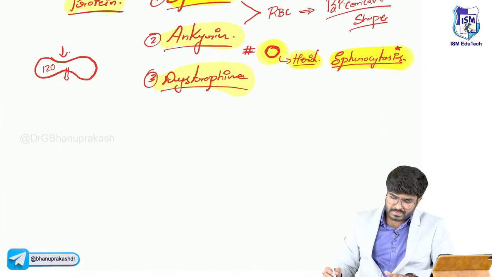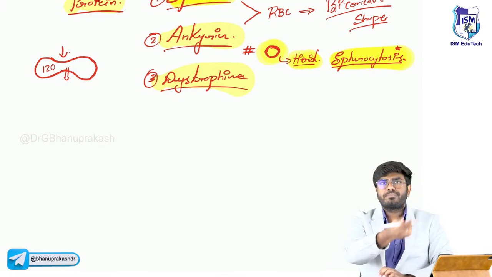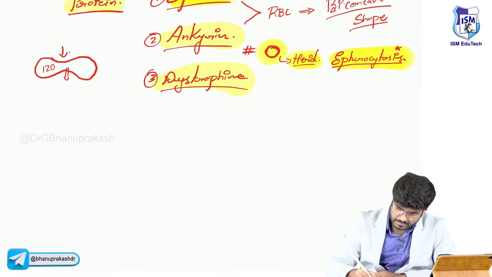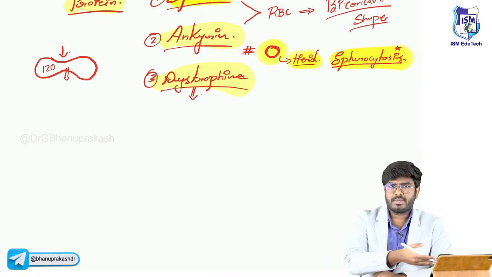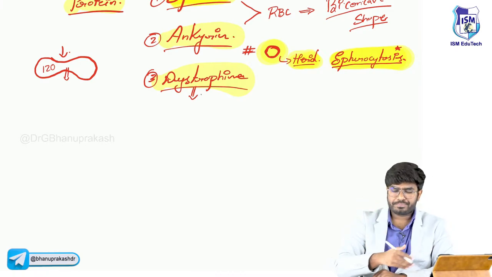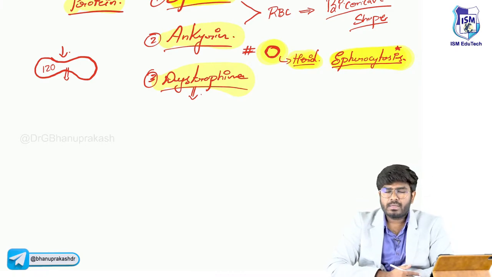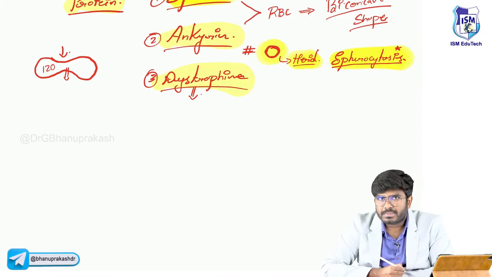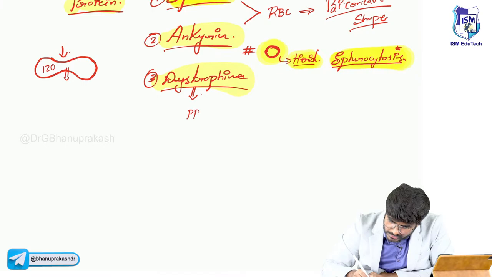Next. So, recently in the FMG exam, the last FMG exam, recently in the sense six months back, in January 2023, the FMG exam happened. Dystrophin, where is it present, sir? Dystrophin is a peripheral protein.